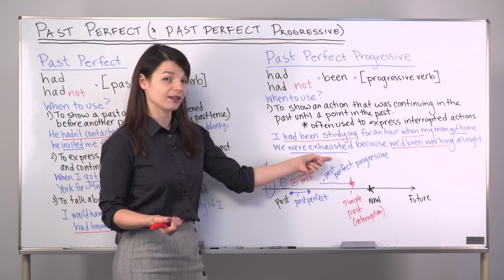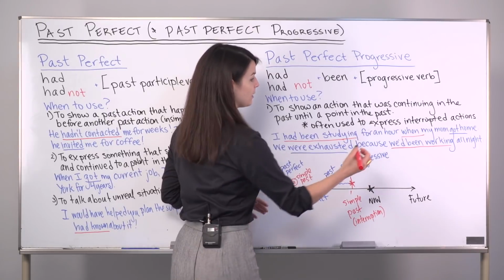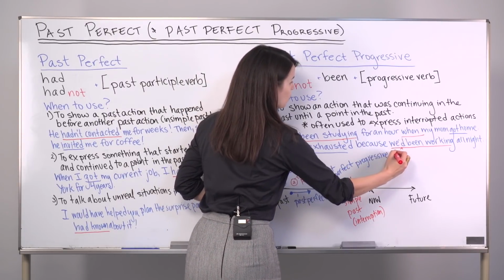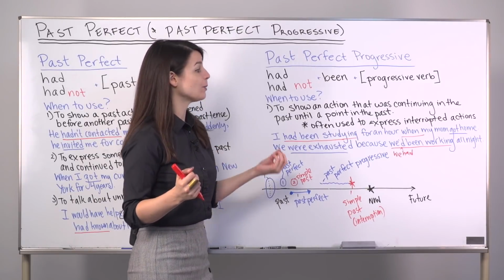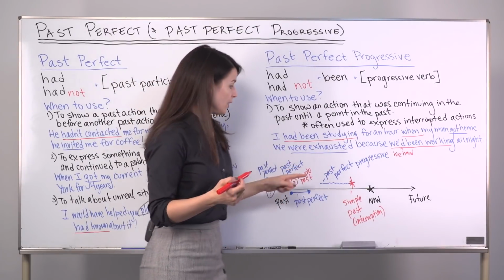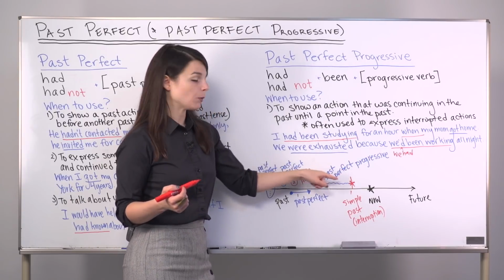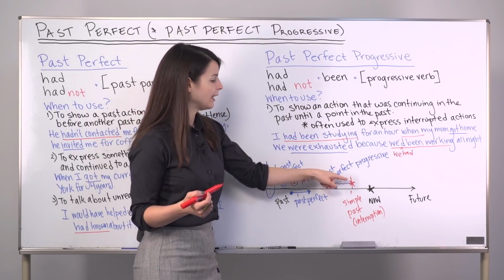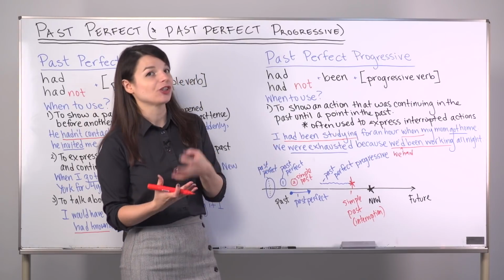Exhausted means very tired. We were exhausted because we'd, this part, please be careful, a good note here, we were exhausted because we'd been working all night. So this working action had continued all night long. We want to emphasize that. And then after that, we were exhausted. But there's not a change there.